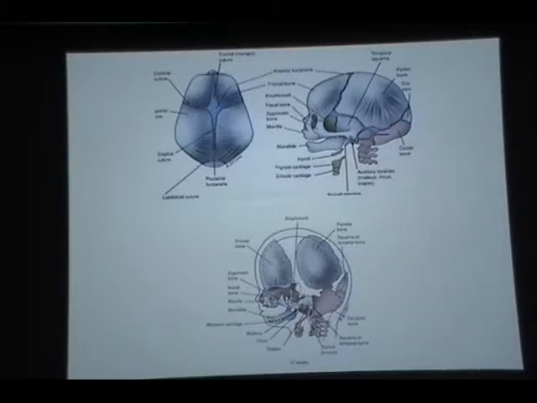The skull has a dual origin. These large flat bones of the skull, I don't know if you talked about intramembranous and intracranial ossification.